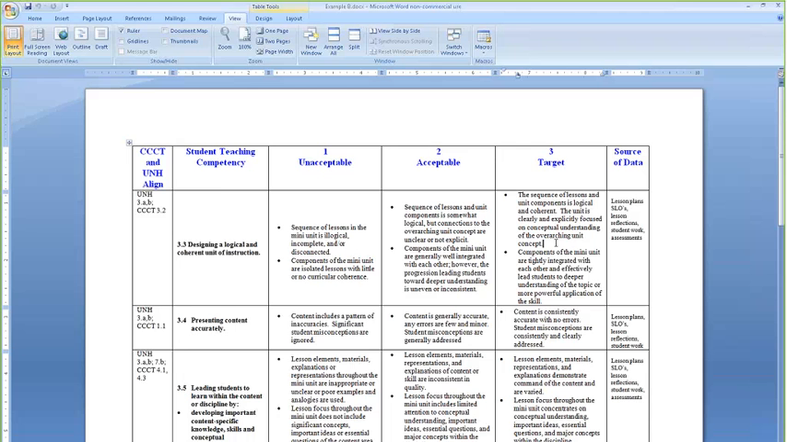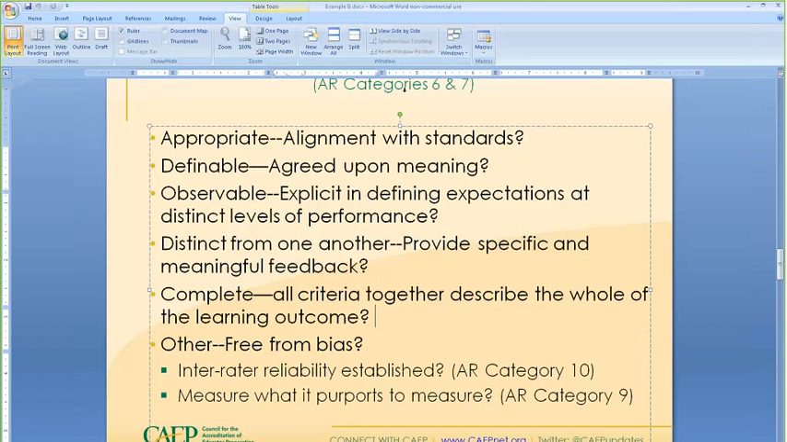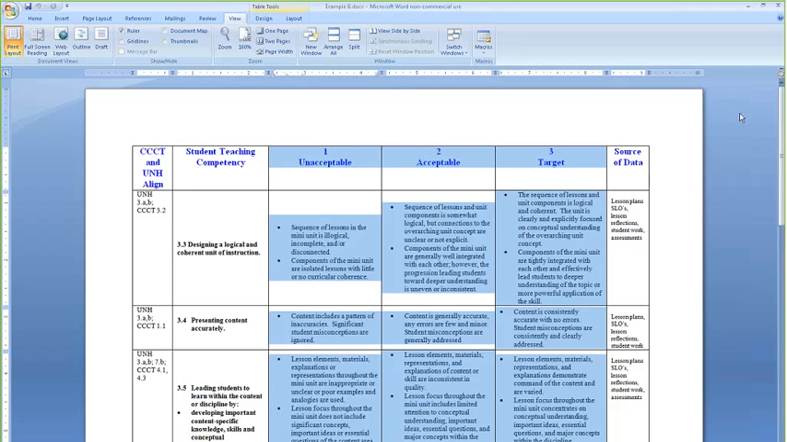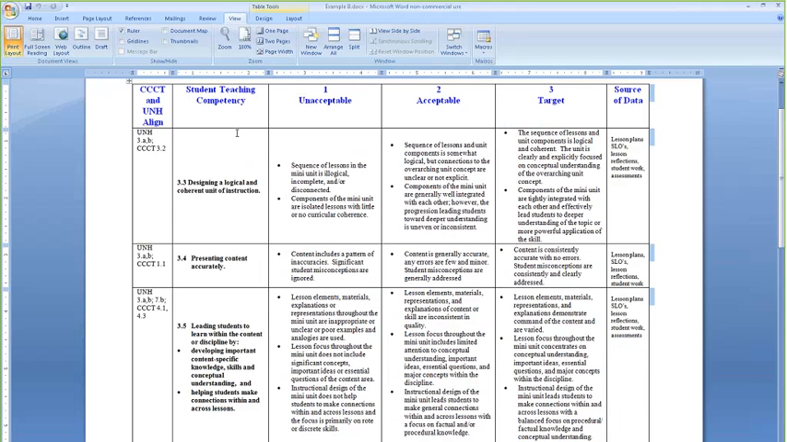And then last, do all the criteria together describe the whole of the learning outcome? So we'll go back to our example B here from the University of New Haven, and see that all of these are related to instructional planning. This is all their three. As I said, it was a lengthy rubric, and I did simply excerpt this page to focus our attention. And we can see that designing a unit, presenting that content accurately, and then leading students to learn, all together, this really does get at an effective teaching sequence.